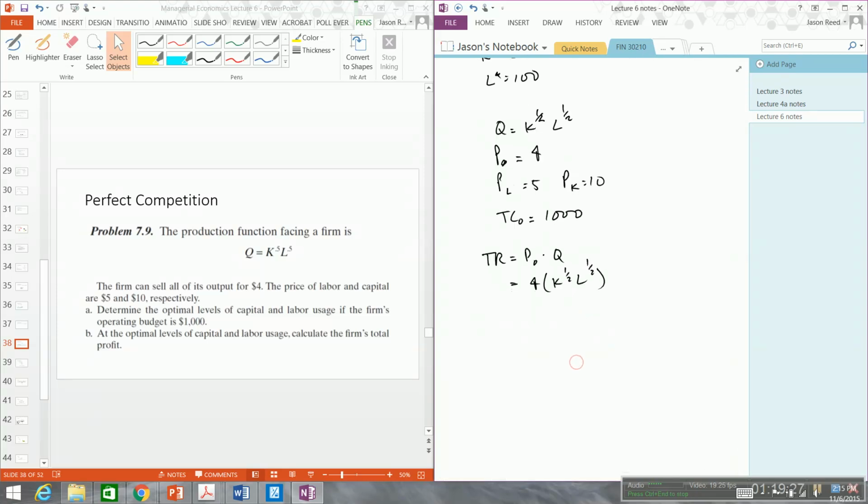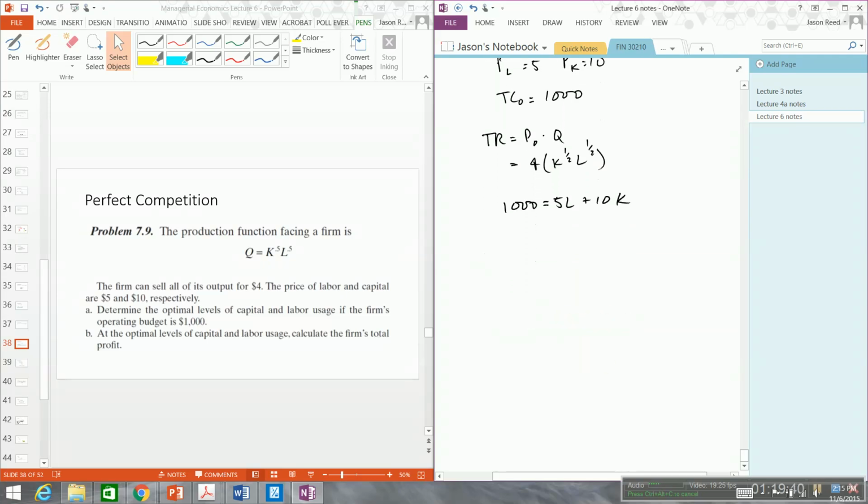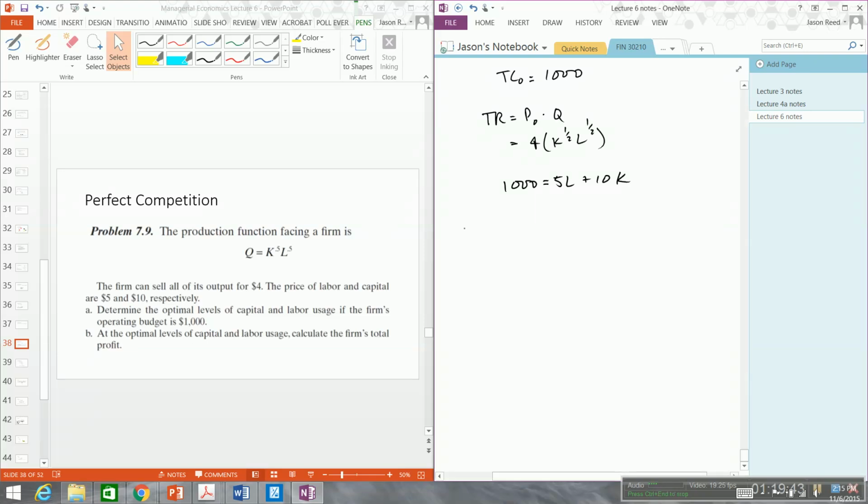We also know that we're constrained by the 1,000 has to be equal to 5L plus 10K. So we have total revenue, total cost, and a constraint. So let's put all that together in terms of a constrained profit function. So we're going to look at the Lagrangian, which is going to be equal to 4 times K to the 1/2 L to the 1/2 minus 1,000, subject to, we put in our shadow price, 1,000 minus 5L minus 10K.